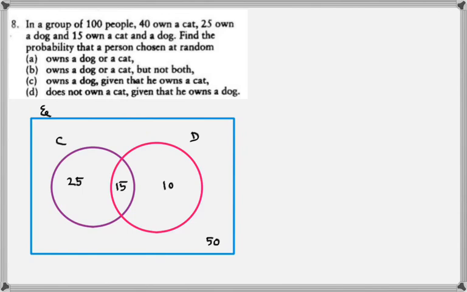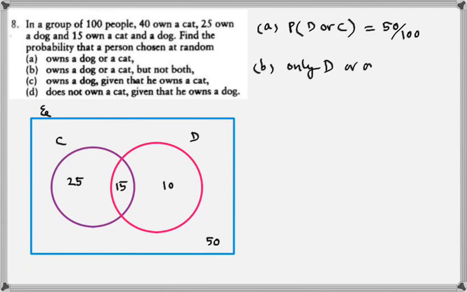Now look at the first part. Owns a dog or a cat, that's simply add 25, 15, 10 and divide it by 50. You don't have to use a formula for such an easy task. Owns a dog or a cat, but not both. That means only dog, only cat. That's only 25 and only 10. That is 35 over 100.